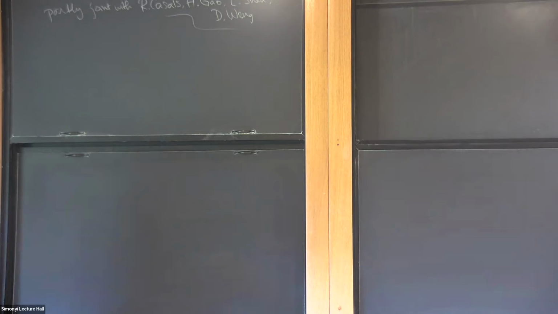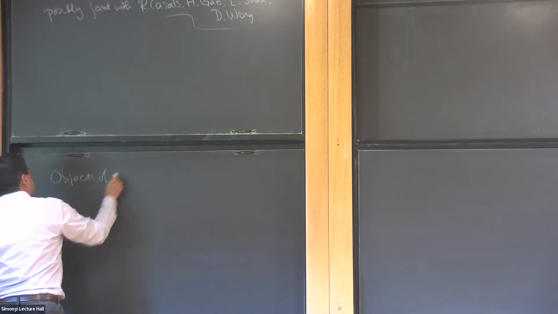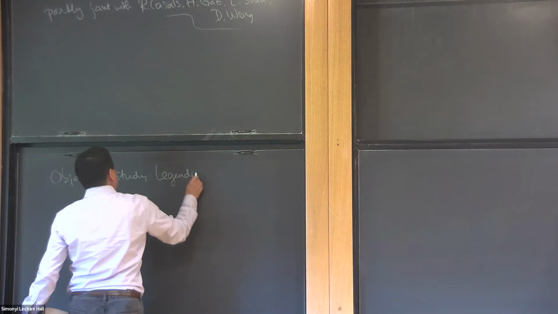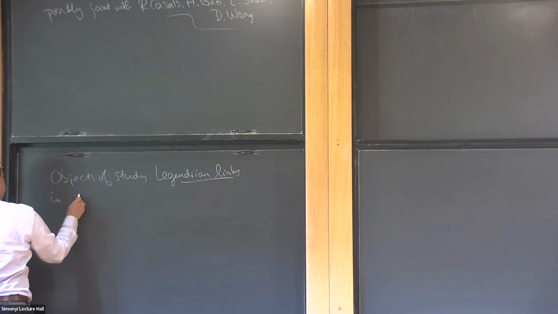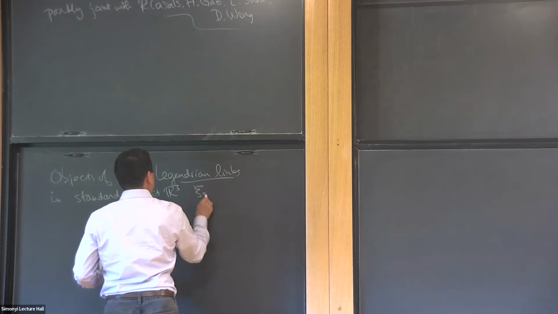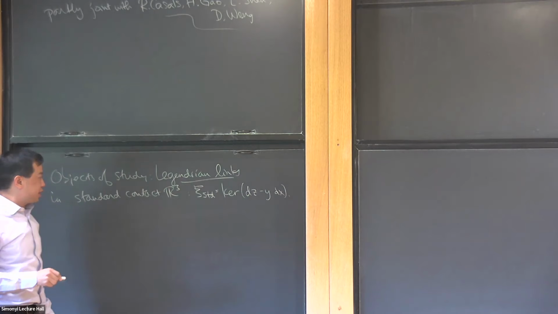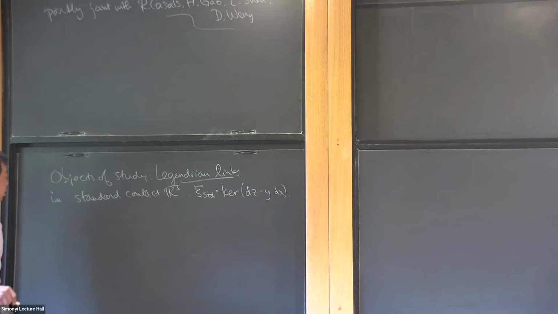So the principal geometric objects that I'm going to consider today, in a fairly simple situation in contact topology, are going to be Legendrian links in standard contact R3. This is R3 equipped with the standard contact structure, which is the kernel of dz minus y dx. And by link, that's my shorthand for either knot or link. It might have multiple components, just a one-dimensional submanifold inside of standard contact R3.